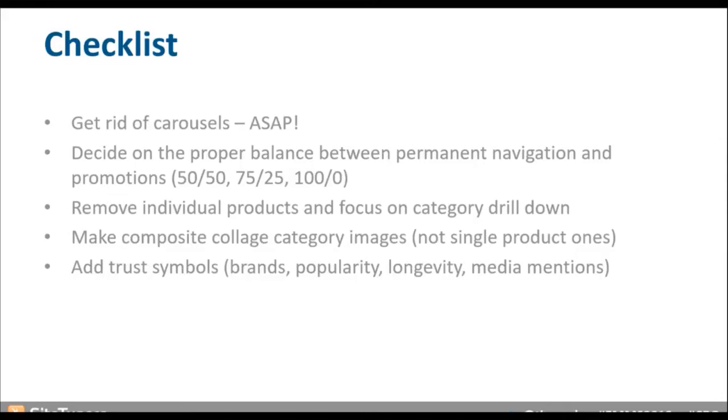Remember, people are there to find something. Most of them are not there looking for the latest thing or your latest promotions. So always have permanent category level navigation take up at least 50% of the visible part of the page. Again, remove individual products. Do not show any individual products on your homepage.